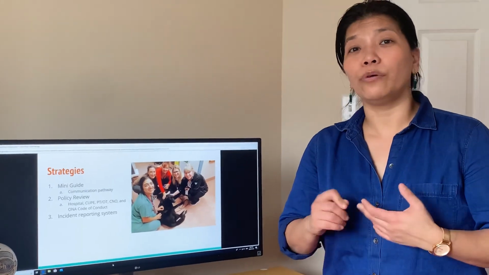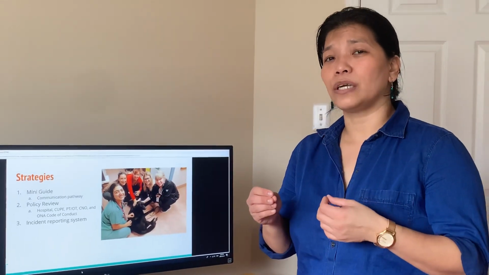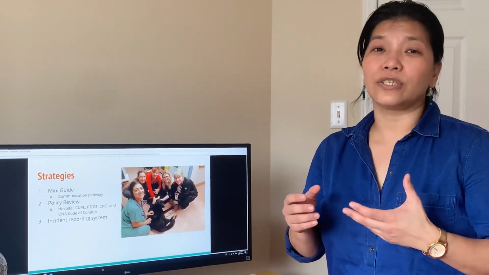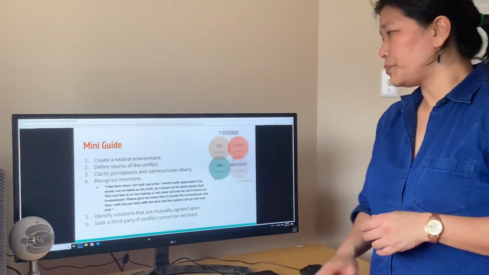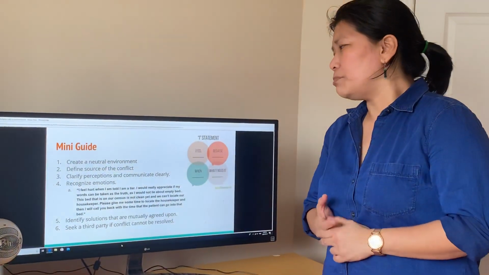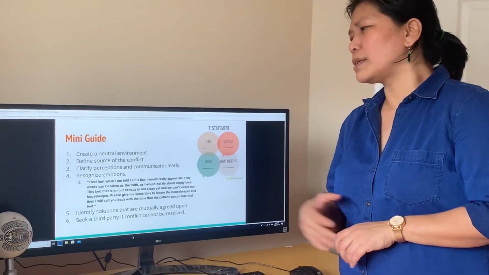It just means that you're aware that this strategy is present in case things are not resolved. So the mini guide is actually Tina's baby. The mini guide is just a communication pathway.